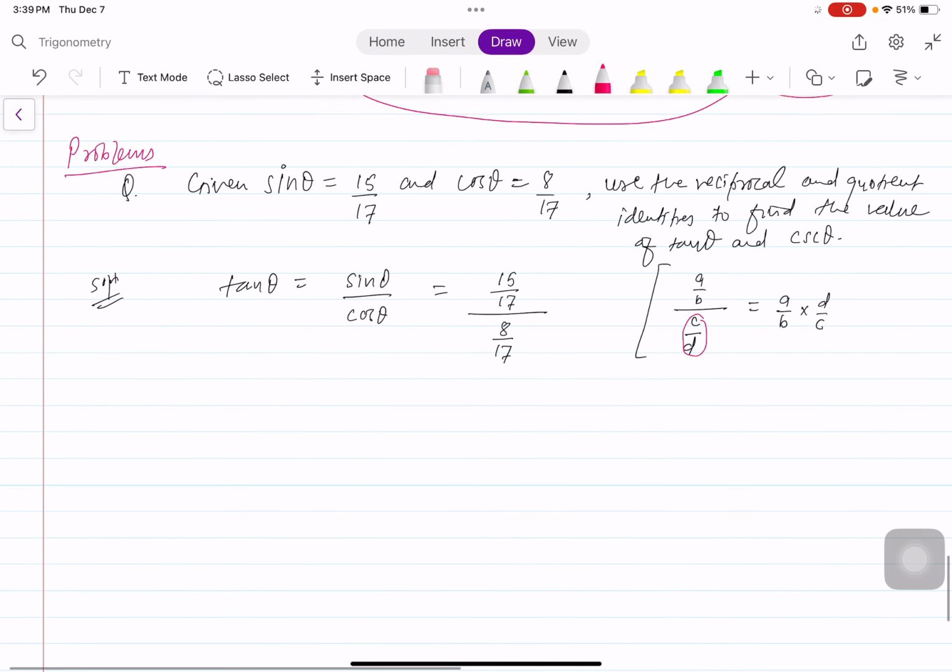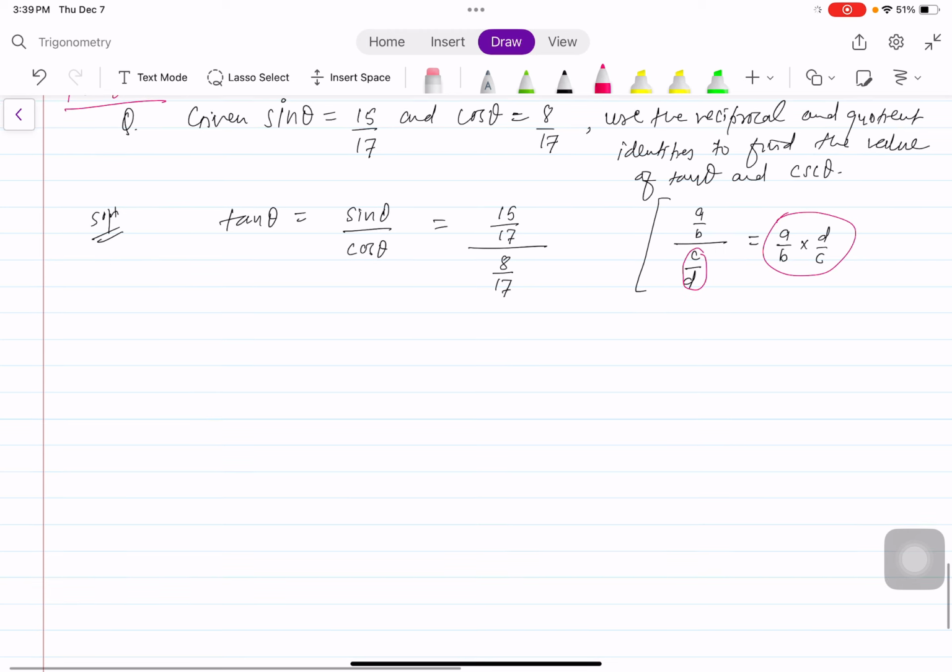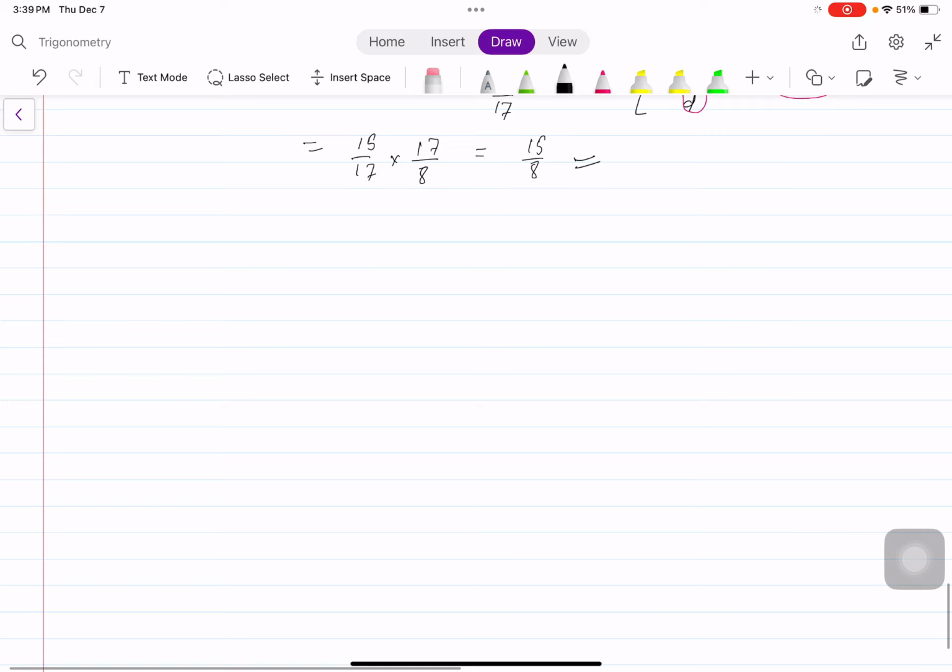This reverses itself when you multiply it. So the formula becomes a over b times d over c. Another way of learning this is first over second times fourth over third. So normally we do that. I will use the same technique here: 15 over 17 times 17 over 8. So 17 and 17 go away and you are left with 15 over 8. Very easy, very straightforward.